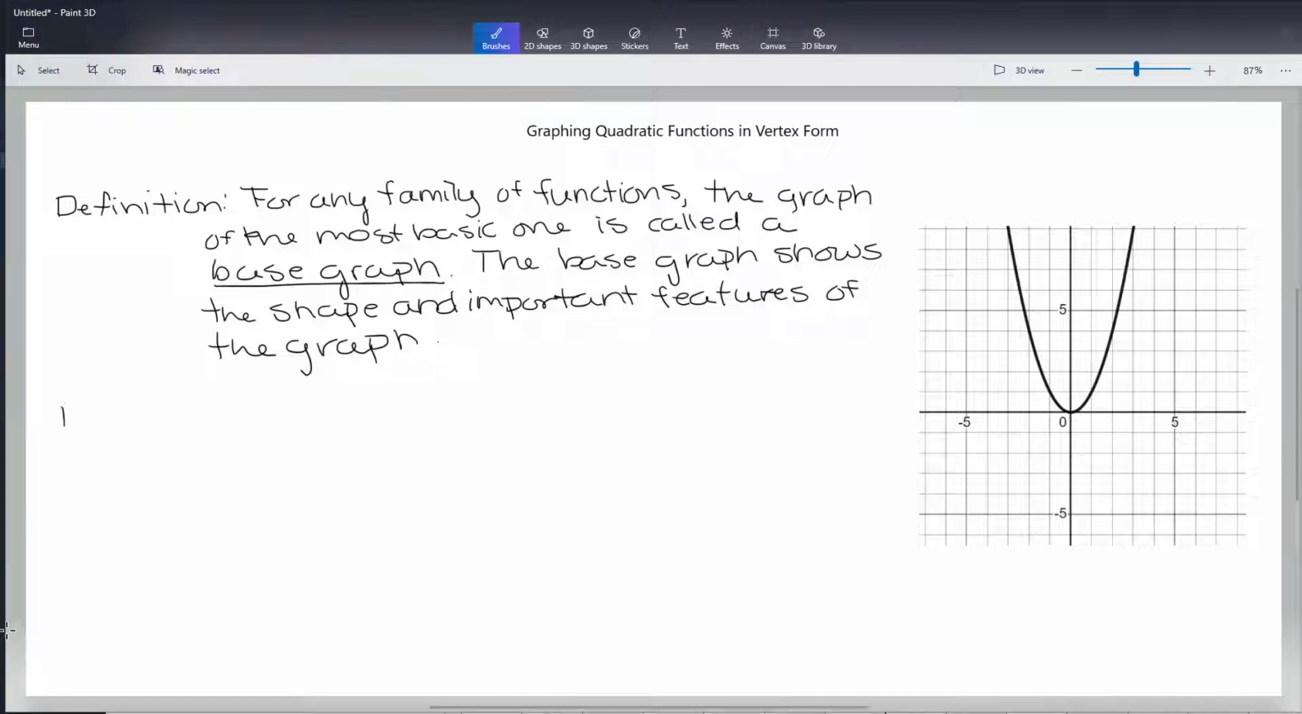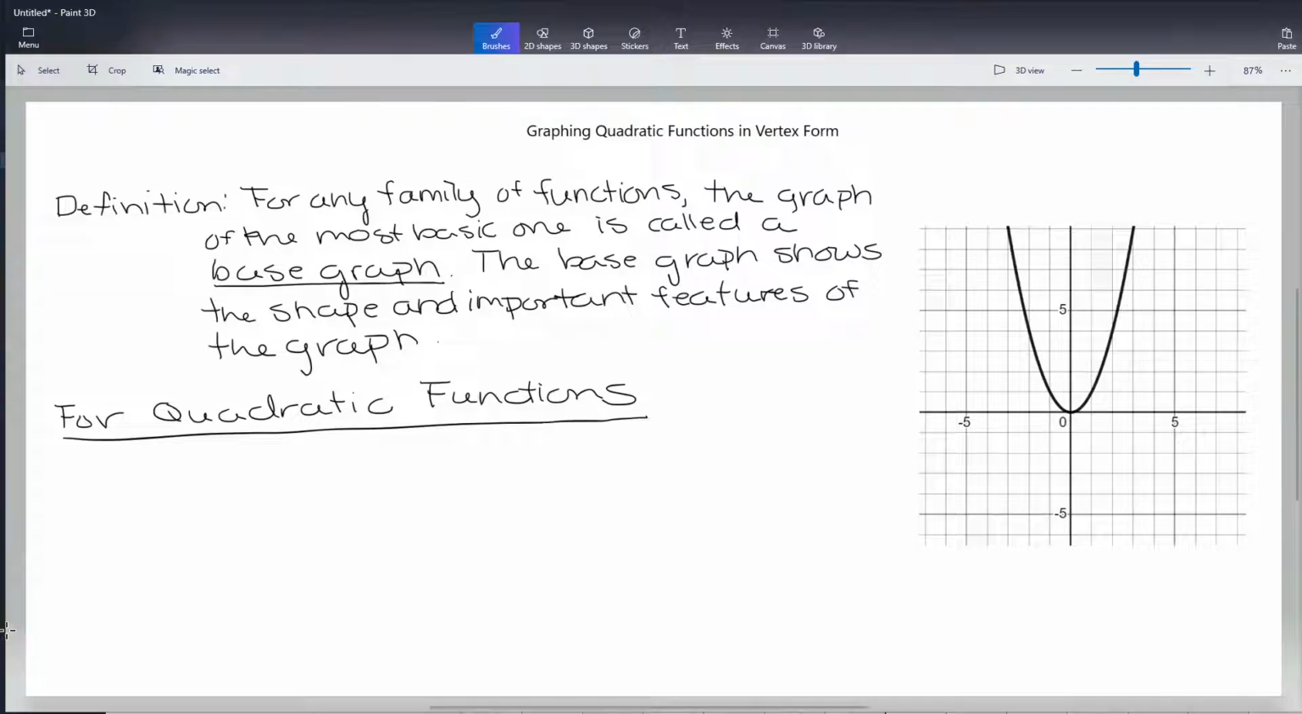Now for quadratic functions, the base graph is the graph of y equals x squared. And that's the graph that we see here. Now I want to point out a couple of important features of this graph.